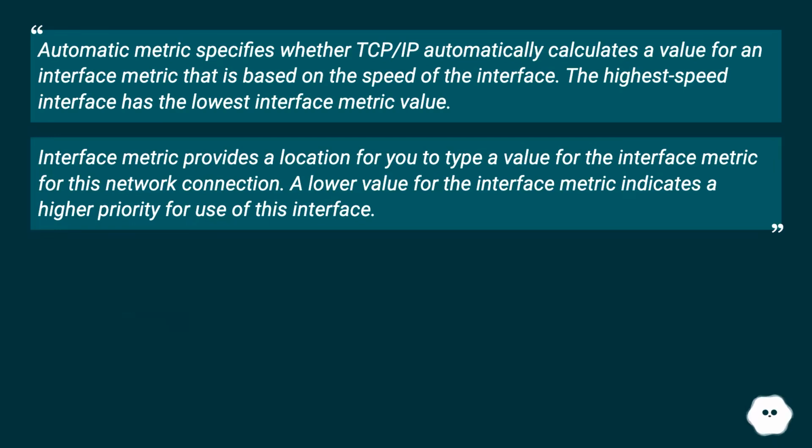Automatic metric specifies whether TCP/IP automatically calculates a value for an interface metric that is based on the speed of the interface. The highest speed interface has the lowest interface metric value. Interface metric provides a location for you to type a value for the interface metric for this network connection. A lower value for the interface metric indicates a higher priority for use of this interface.